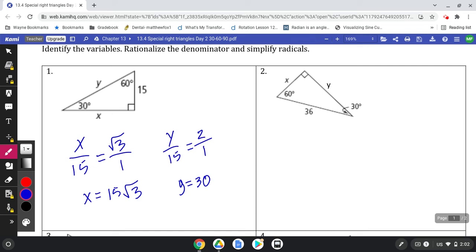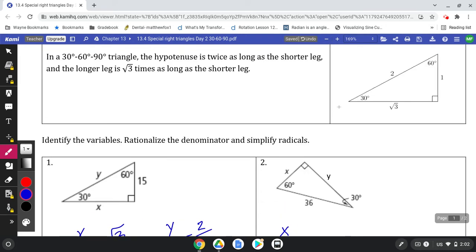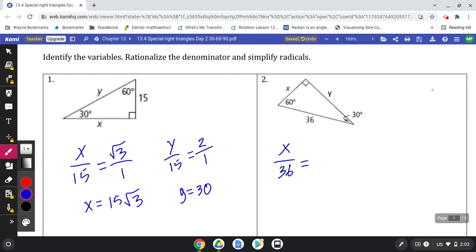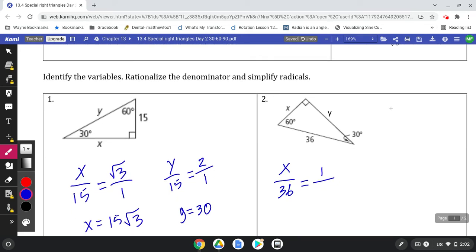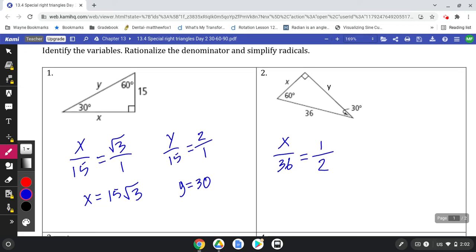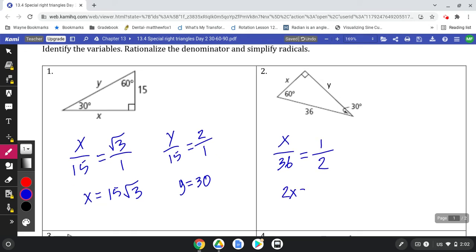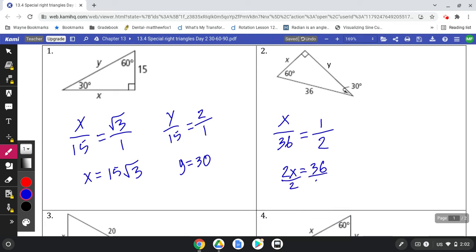So this next one, 30 degrees here. Across from 30 degrees is our x. So if I do x over 36, x is across from 30 degrees. So we look up here, across from 30 degrees would be a 1. 36 is across from 90. We look up here, across from 90 is 2. And we cross multiply, we'll get 2x equals 36. We'll divide by 2, divide by 2. X equals 18.